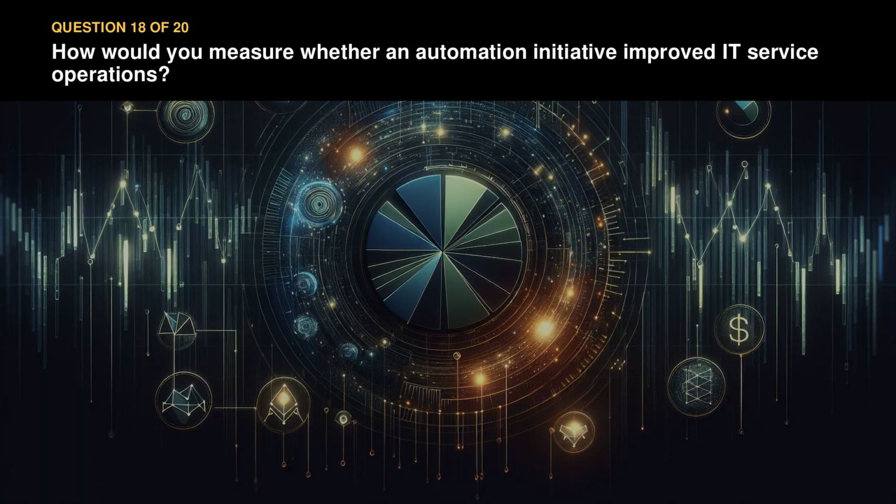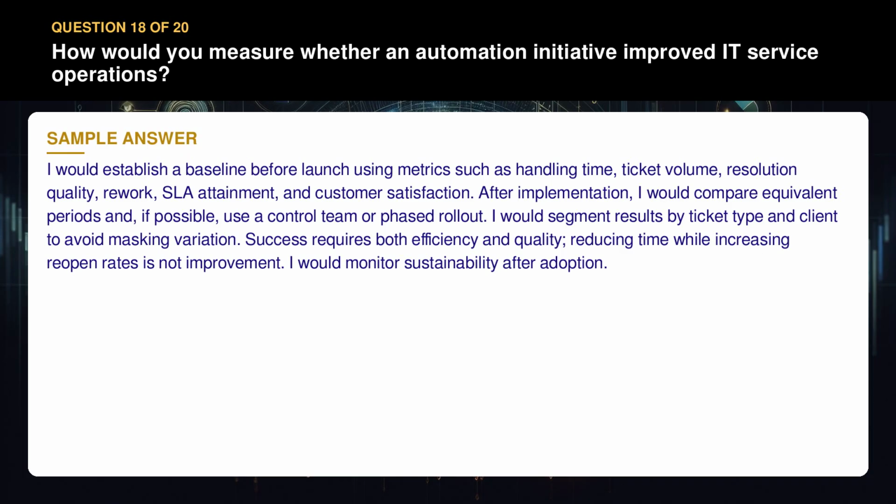Question 18. How would you measure whether an automation initiative improved IT service operations? I would establish a baseline before launch using metrics such as handling time, ticket volume, resolution quality, rework, SLA attainment, and customer satisfaction. After implementation, I would compare equivalent periods and, if possible, use a control team or phased rollout. I would segment results by ticket type and client to avoid masking variation.